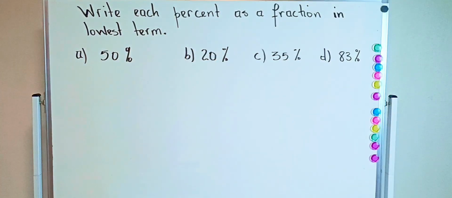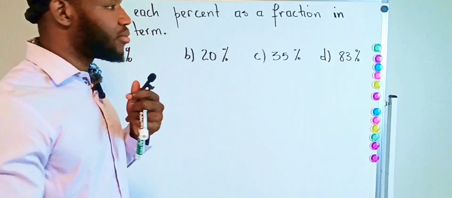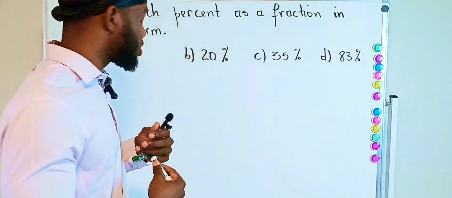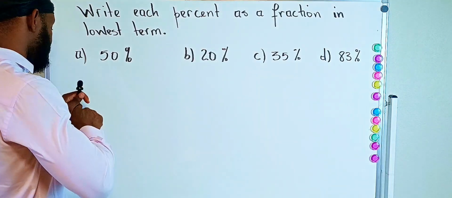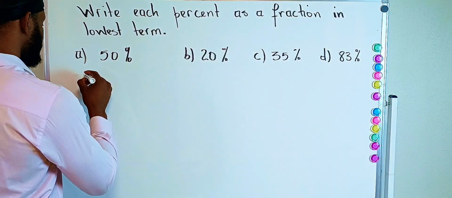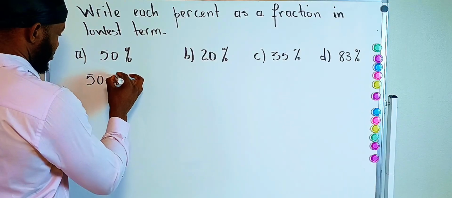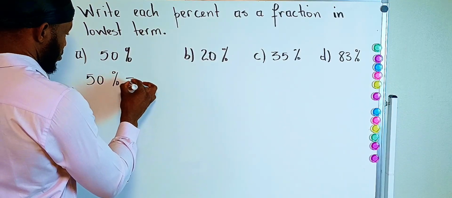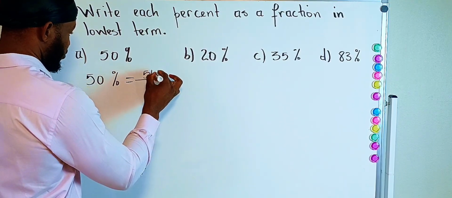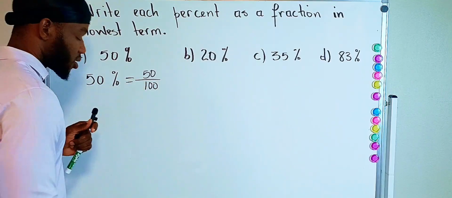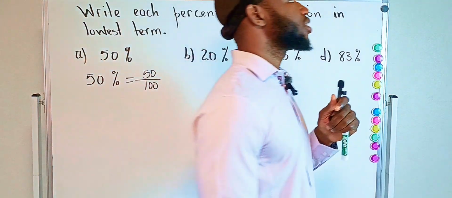So you guys already know by definition percent means part per hundred. That means since we got a percent here, it'll be easy to put it in fraction form. By definition, percent means part per hundred. That means the 50 part over 100. Okay, this is the fraction form for 50%.